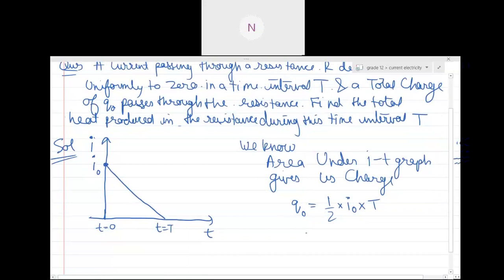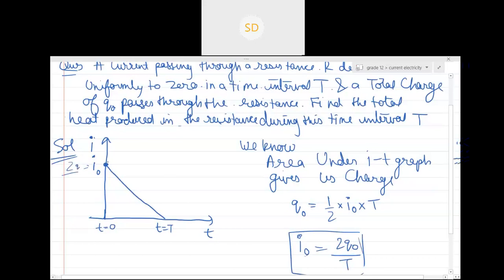Do you know what is I naught? Now can you see I naught from here? Will it be equal to twice of Q naught by T? So now you have the unknown variable in terms of known variables, right? So now you know the value of this I naught.